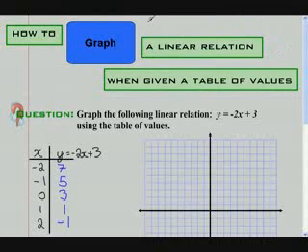In this tutorial, I will show you how to graph a linear relation when given a table of values. So here's the question. Graph the following linear relation, y equals -2x plus 3, using the table of values. Now, a table of values basically shows us a bunch of points that fall on this linear relation. Now in a table of values, we can identify each of these values as a coordinate.